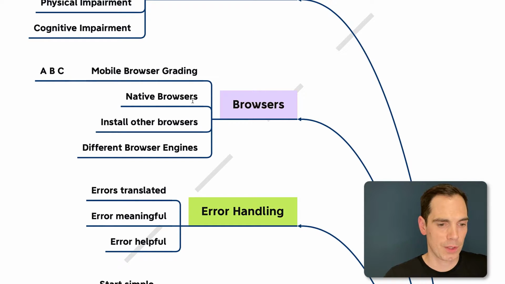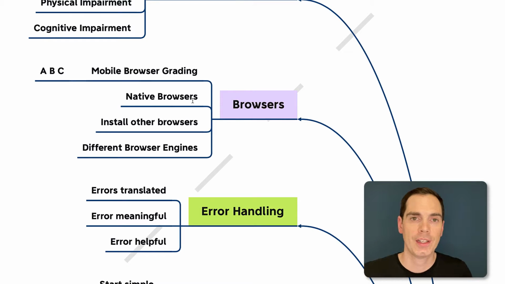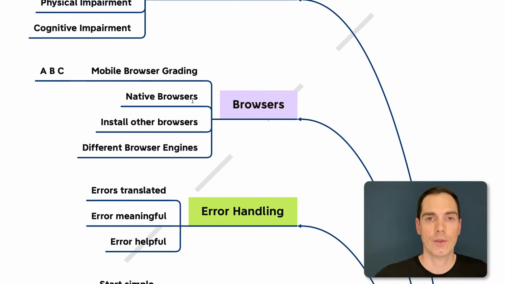Browsers. What about browsers? Whenever you have an app that is not a fully native app, it might be the case that you use some native browsers or some web pages inside your app, or you even have a responsive web app that's being used on the mobile browsers. You should actually do a mobile browser grading with ABC groups. What's behind the ABC groups? I will make another video in the next couple of weeks, so stay tuned. And what's this all about?